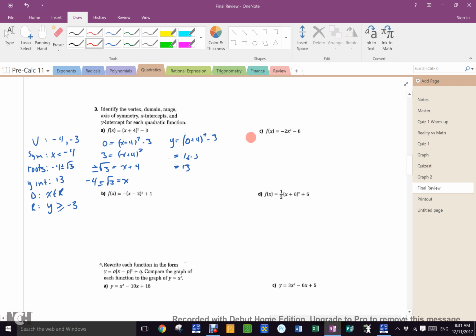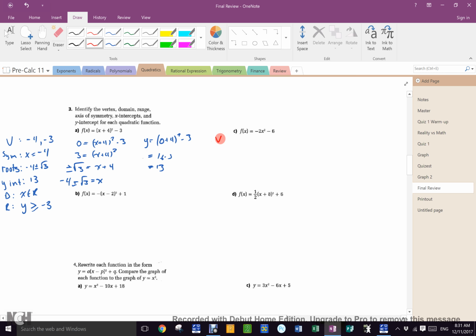Whoo! That wasn't difficult to get answers for. Vertex, symmetry, roots, y-int, domain, and range. I'm not even going to bother with domain anymore because it's always all real numbers. Except when? When do you have to worry about domain? In real life, very rarely are there negatives. Excellent. But these are not real life. These are quadratic functions, so every one of them will have a domain of all real numbers.